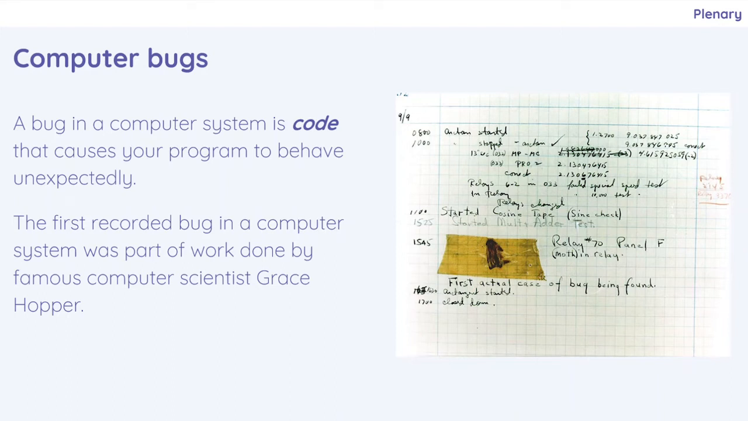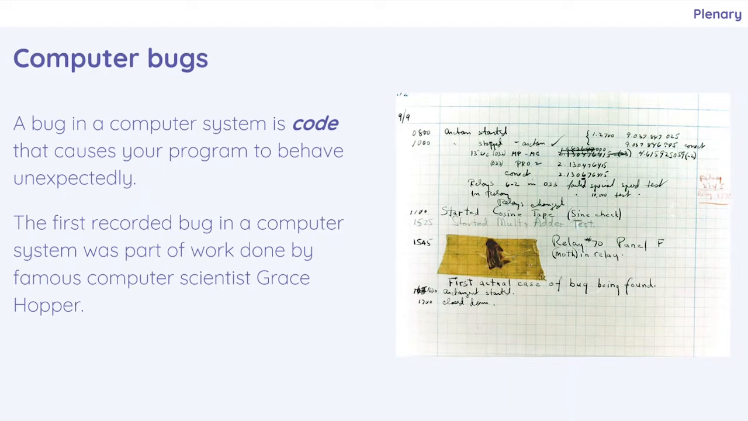Okay, computer bugs are the next thing we're going to be talking about. So basically this is when there's a bug or something that causes our program to behave unexpectedly. The first bug that was recorded as work with a computer was actually found by Grace Hopper, which was actually a moth. So we can see in this picture here, they actually found a moth in the hardware.